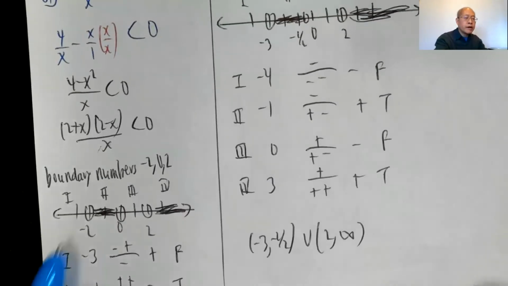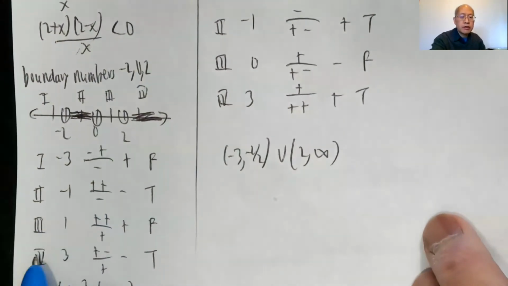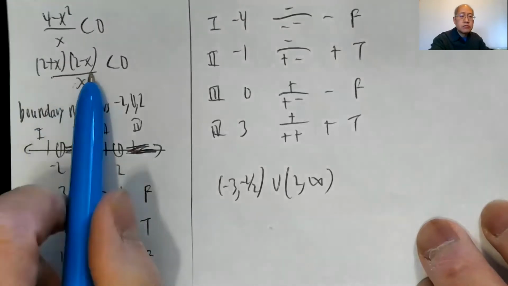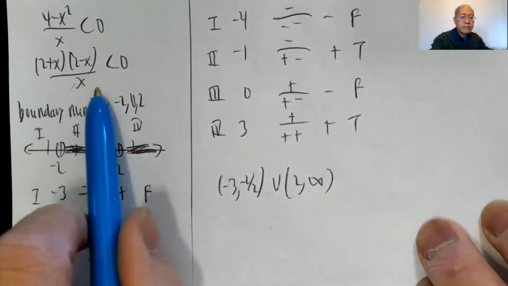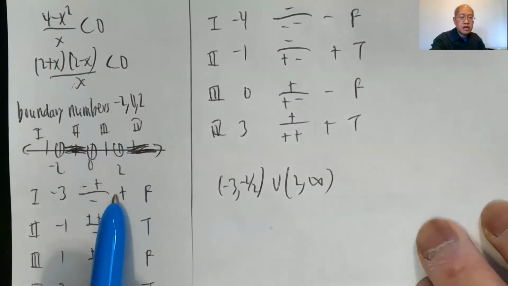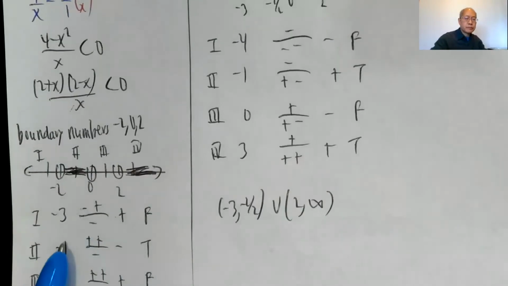Okay, so region 1, negative 3. Region 2, negative 1. Region 3, 1. Region 4, 3. 2 minus 3, negative. 2 minus a minus 3, positive. And negative 3 is a negative. Negative, positive, negative. 2 negatives makes a positive. Positive less than 0, that's false. Do not shade in region 1.